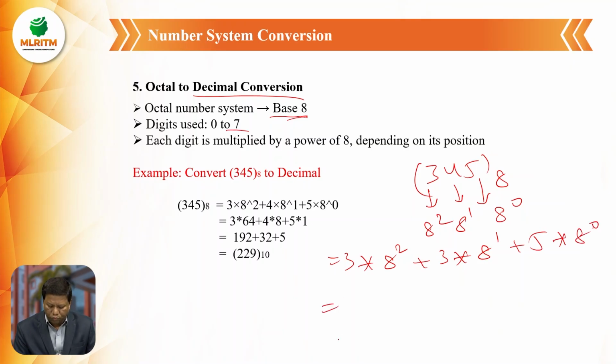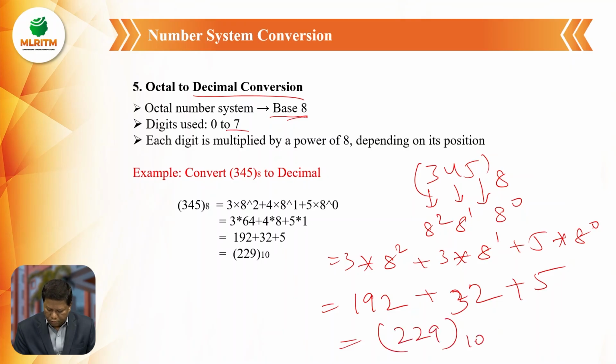3 into 8 square, 64 into 3, we'll get the value 192. Plus 4 into 8 power 1, which is 8 into 4 is 32. Plus 5 into 8 power 0, which is 1, so 5. 192 plus 32 plus 5 will get 229 to the base 10. So 345 to the base 8 gives the final result 229 to the base 10.